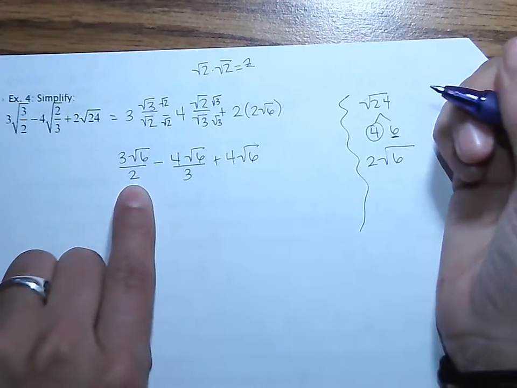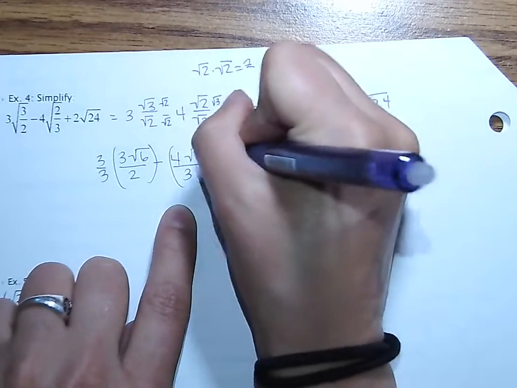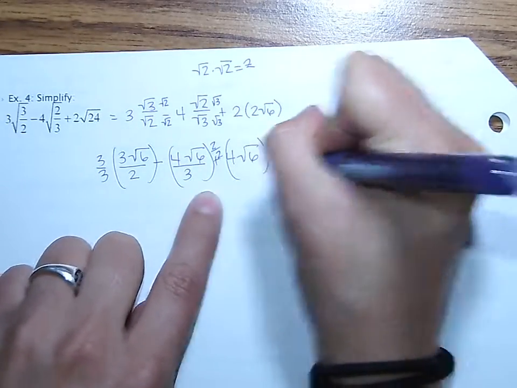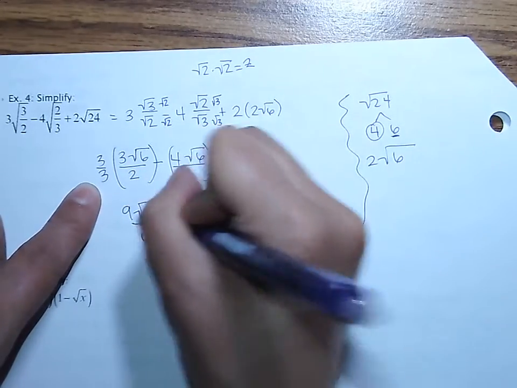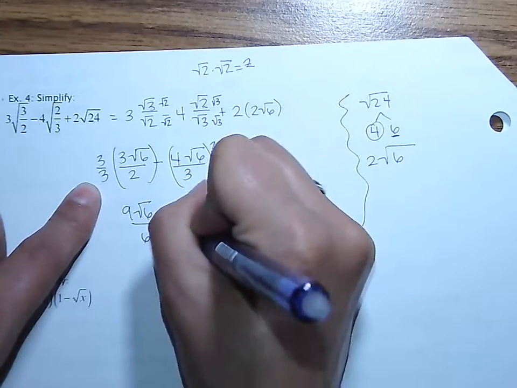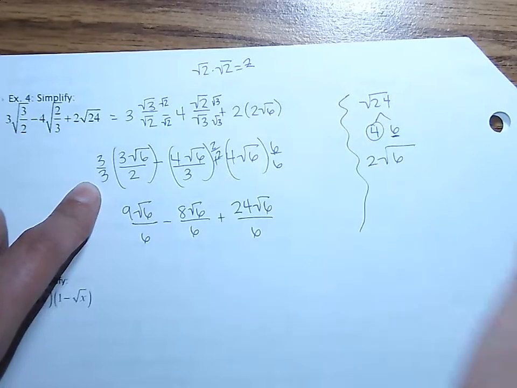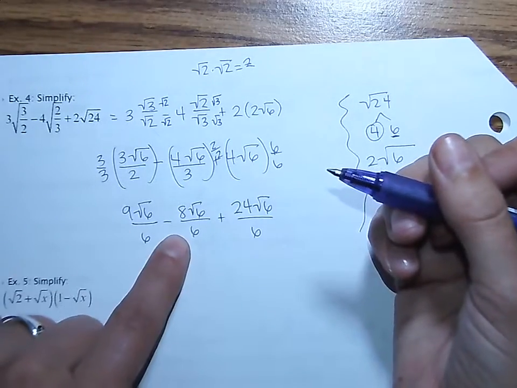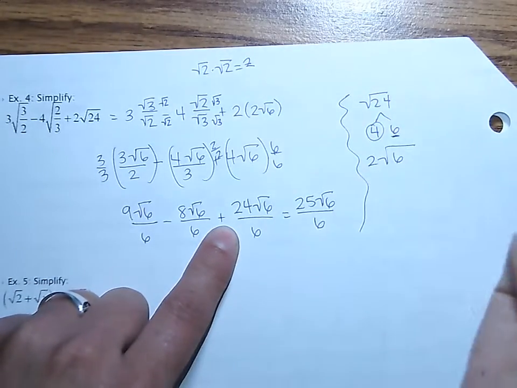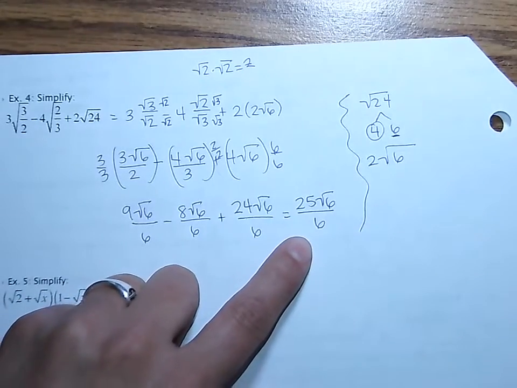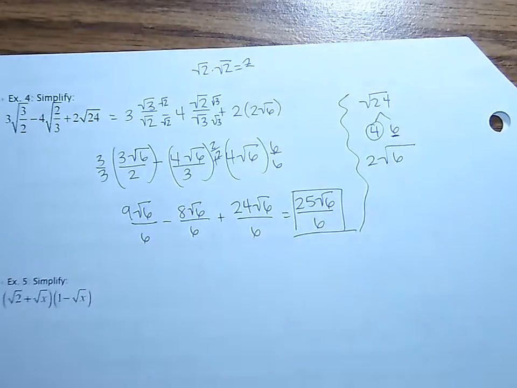So I need to multiply this one by 3 over 3, this one by 2 over 2, and this one by 6 over 6. I get 9 root 6 over 6 minus 8 root 6 over 6 plus 24 root 6 over 6. 9 minus 8 is 1. 1 plus 24 is 25 root 6 over 6. I cannot simplify the 25 and the 6 out here. I cannot simplify these two because this 6 is not inside a radical. So therefore, I am done.